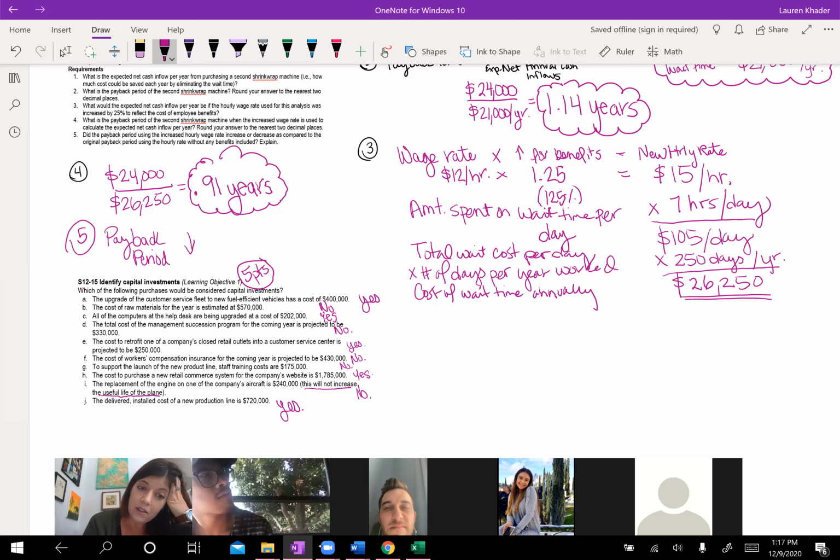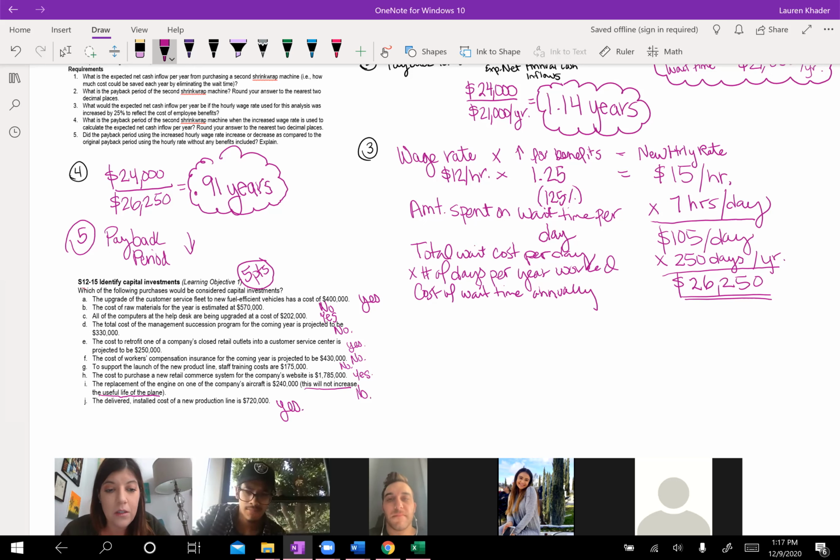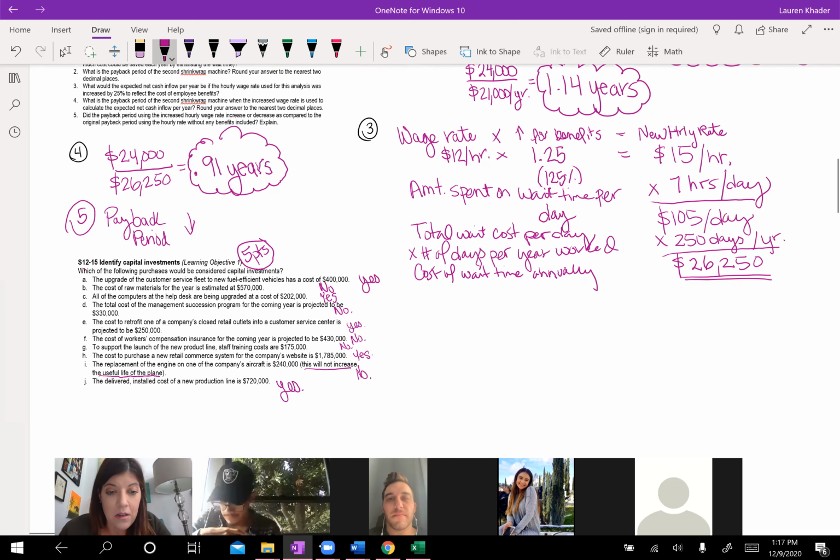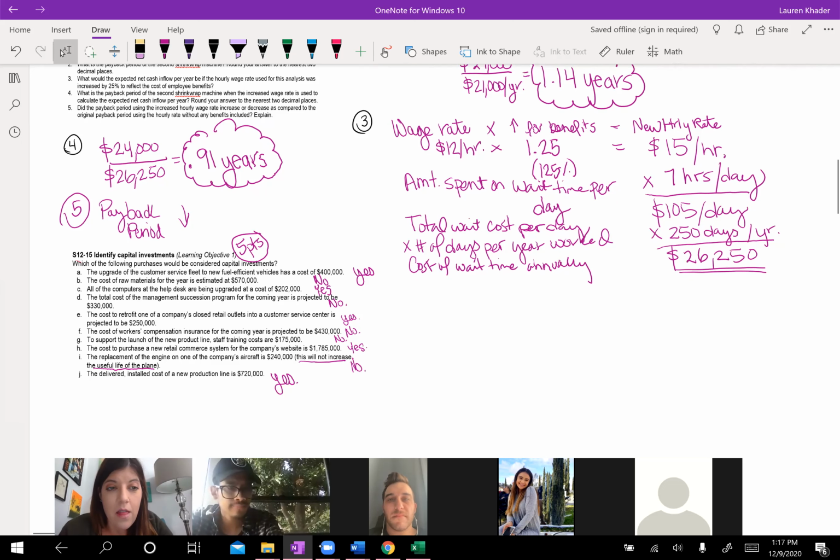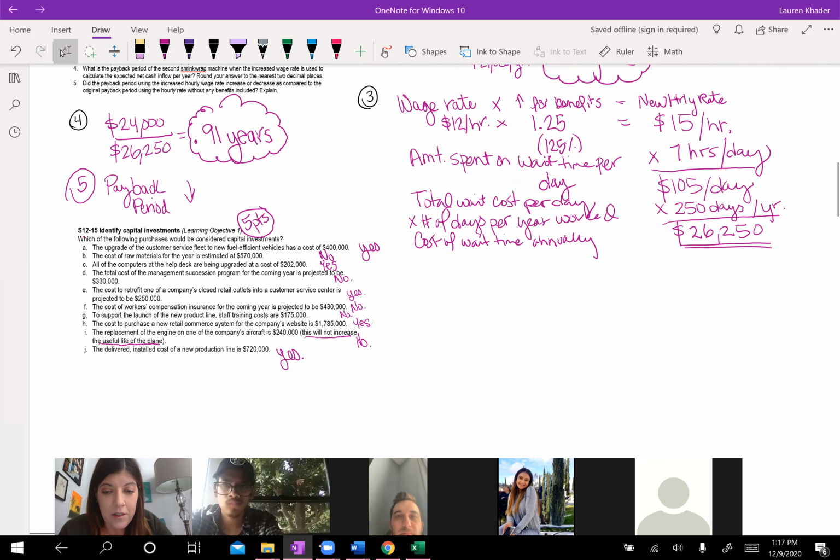These are tricky. Look through them. Ask questions if you have any. But just if it's going to be a long-term asset or a new long-term asset, then you know it's going to be a capitalized cost. That's it for chapter 12.